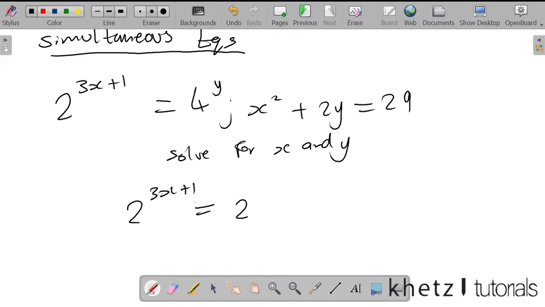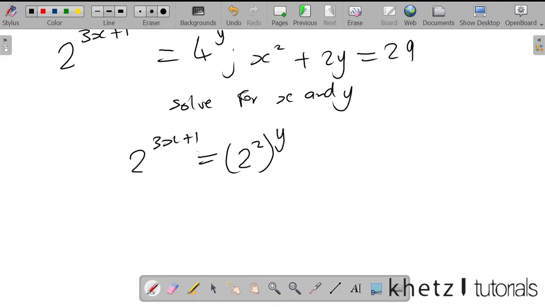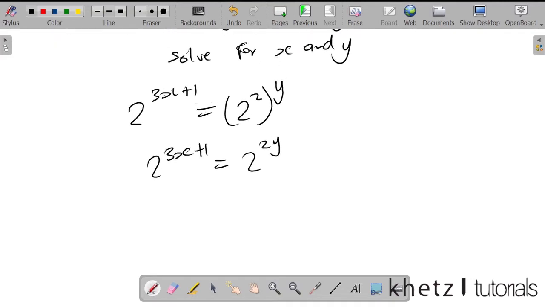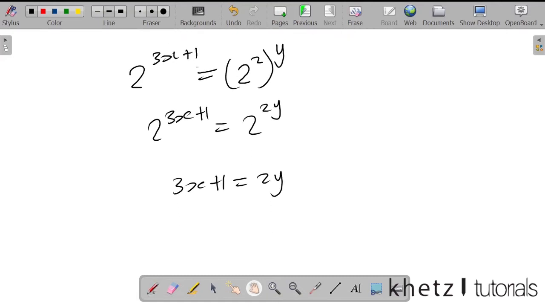And you notice that 4 is 2 to the 2, and then you're going to put that exponent, which is given to us in the question, which is y. Now multiplying that, you're going to have 2 to the 2y. Then you're going to create your 3x plus 1 equals 2y, which means that essentially you can say that x is equal to a third of your 2y subtract 1.